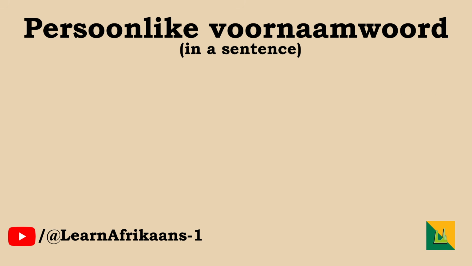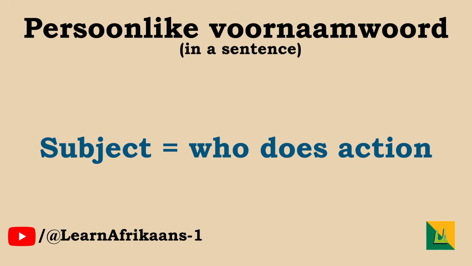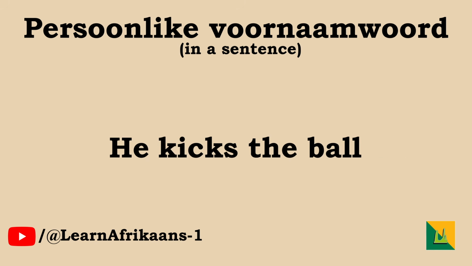Let's look at how the persoonlike voornaamwoord can occur in a sentence. A simple sentence consists of a subject, object and verb. This is the same in Afrikaans. The persoonlike voornaamwoord changes depending on if it is as the subject or the object of the sentence. The subject is the who of the sentence. Who is doing the action? This is the same as in English. Look at the sentence. He kicks the ball. In this sentence, the persoonlike voornaamwoord, personal pronoun, is he.